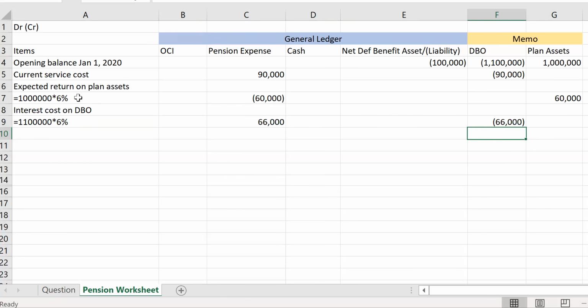So from a net perspective, the net between the expected return on plan assets and the interest cost on the DBO is going to be a net of a $6,000 expense.